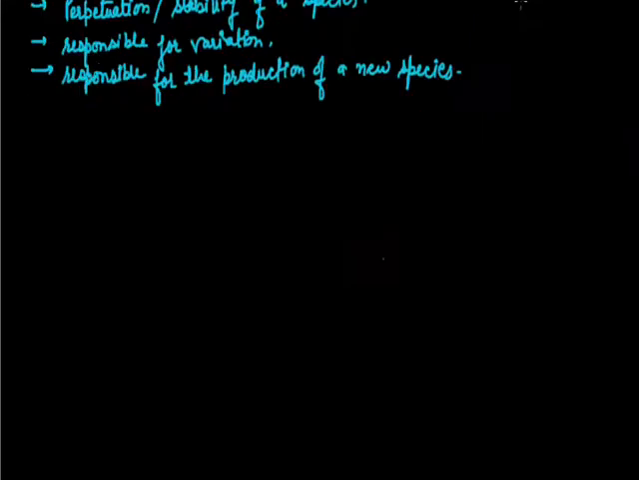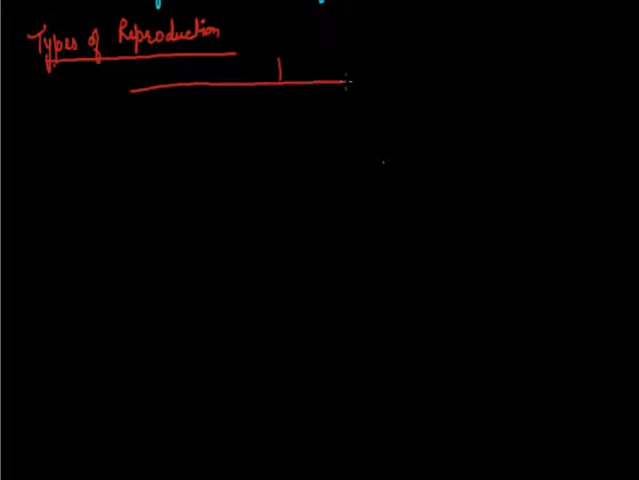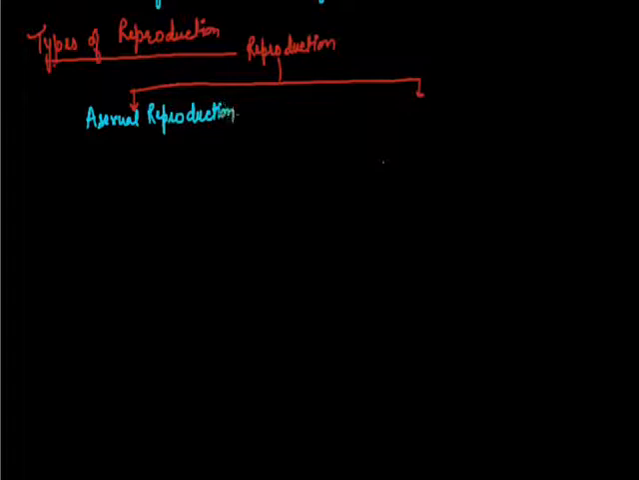Now we will discuss the types of reproduction. On the basis of involvement of parents and formation of reproductive organs, reproduction can be categorized into two categories. The first one is known as asexual reproduction, while the other one is known as sexual reproduction.